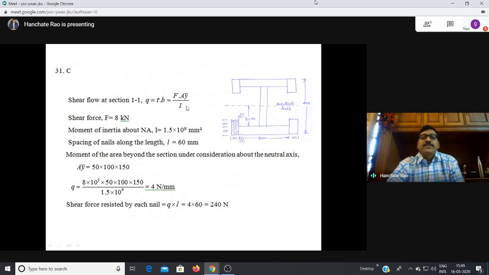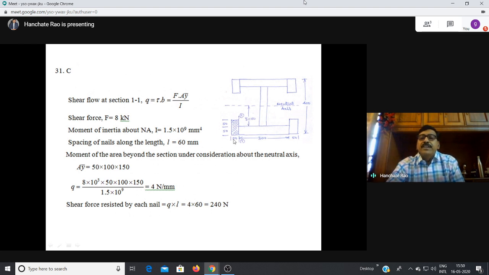So the spacing of nails along the length is 60 mm. The moment of the area beyond the section under consideration about the neutral axis, Ay bar, is nothing but 50 into 100. This is 50, this is 100. So 50 into 100 into the distance about the center point, which is 150. See, this is the center point, this is 150. So y bar is equal to 150.